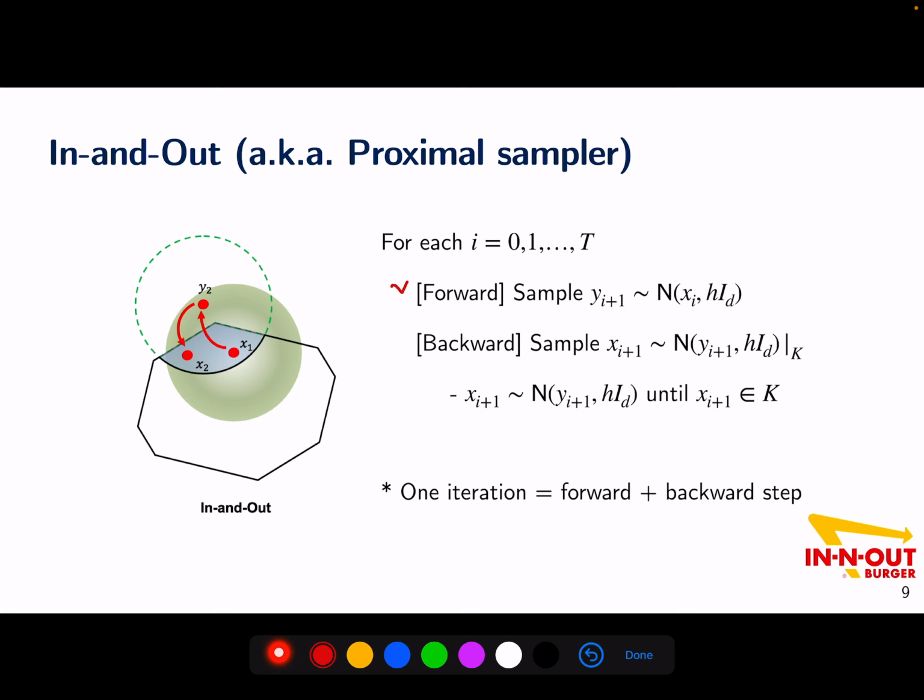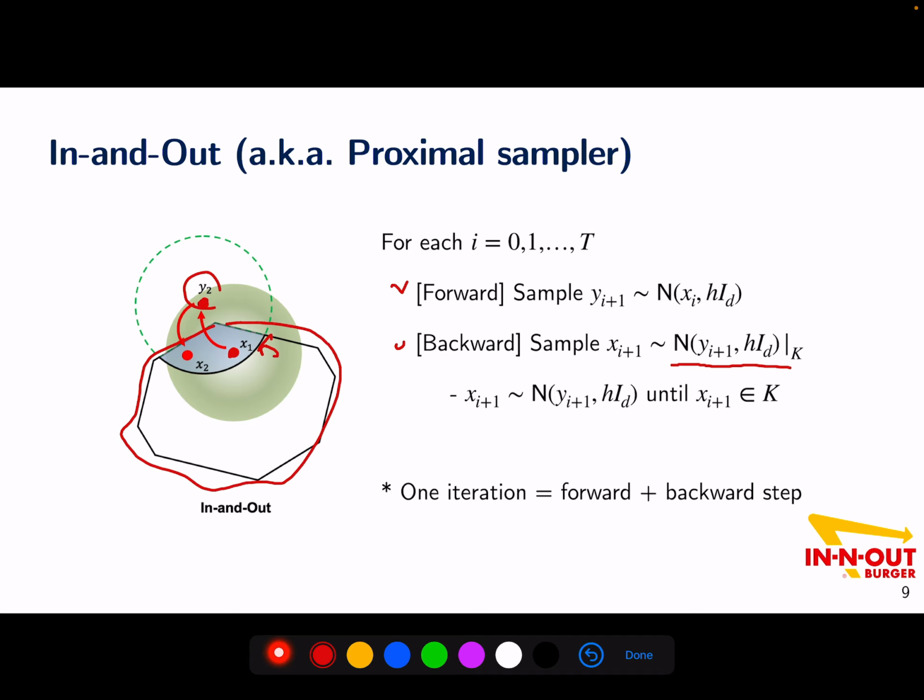Suppose you're at x1 here, then you just add a random Gaussian to this xi. So this forward step might take you outside a convex body K, but that's fine because through the backward step, you can make sure you can come back to this convex body K. And then this backward step corresponds to this Gaussian centered at y2 here, but truncated to this convex body K.